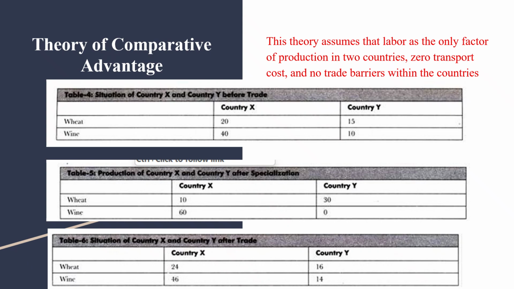So ultimately, the country X is getting 24 units of wheat and 46 units of wine. The country Y will be getting 16 units of wheat and 14 units of wine.